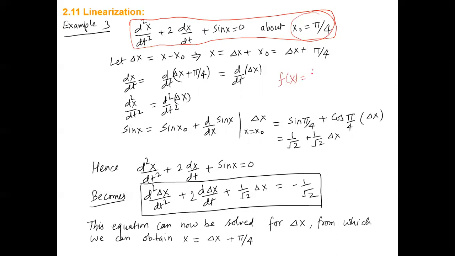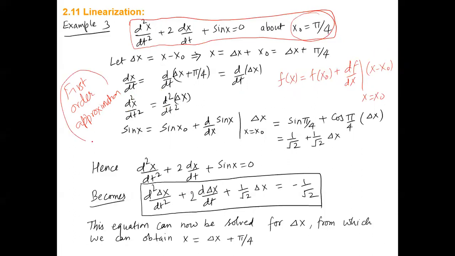Now, what is your Taylor expansion? f of x0 plus the derivative of f with respect to x calculated at x equals x0, times x minus x0, right? That's your Taylor expansion. That's called first order approximation, because we ignore all the second order terms, remember? HOT, higher order terms, beginning with second order. If you just keep first order and ignore second order and beyond, that's called first order approximation.